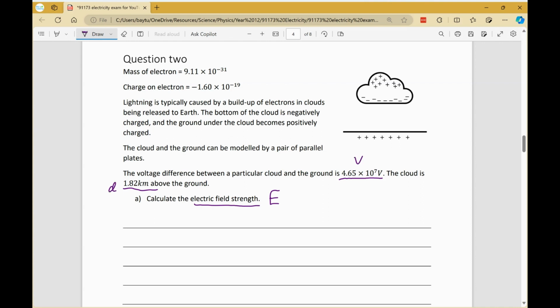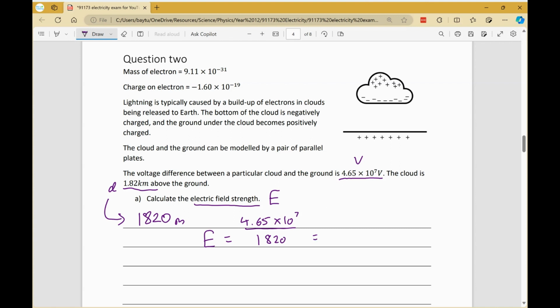Now, we are going to want to convert that distance into meters because distance always has to be in meters. So times that by 1,000, and that's 1,820 meters. So we will go E for electric field strength equals V, 4.65 times 10 to the power of 7, divided by D, 1,820.